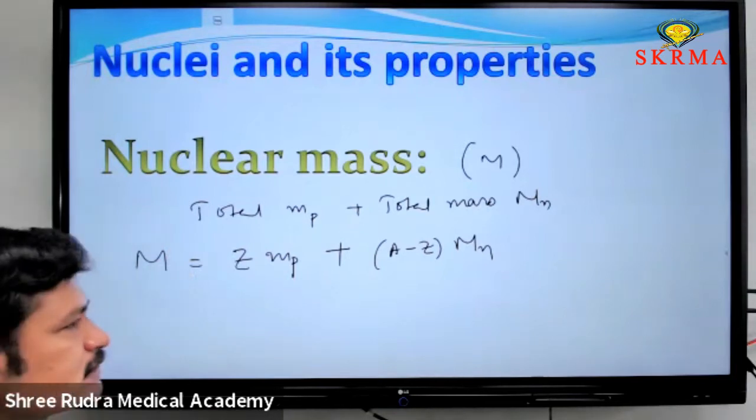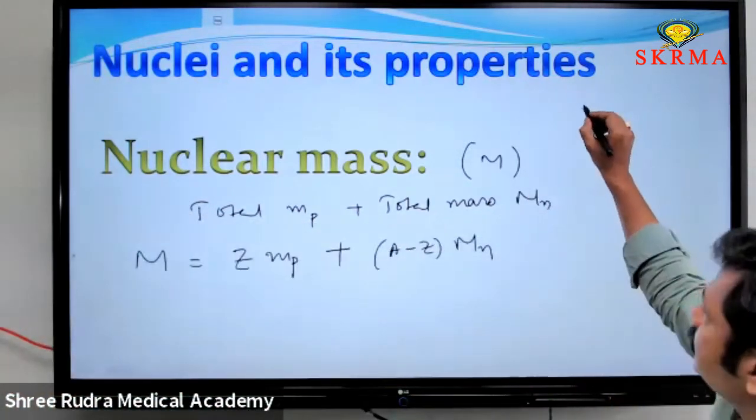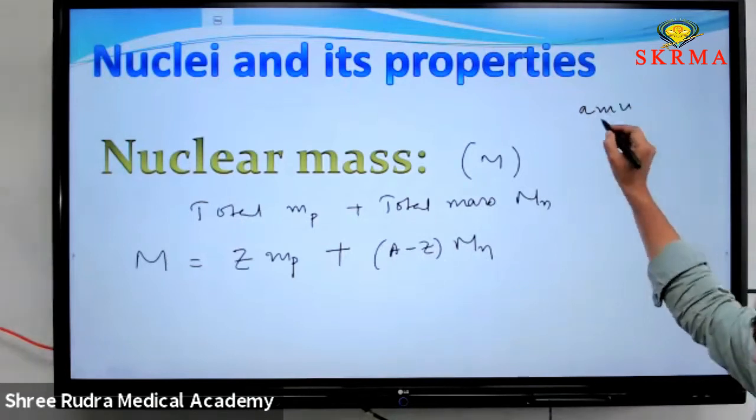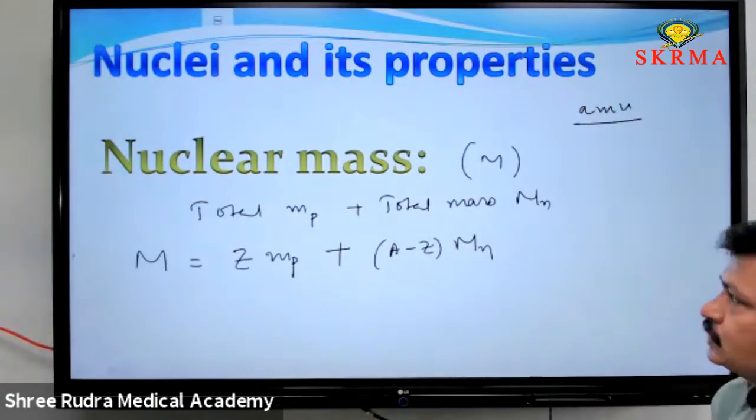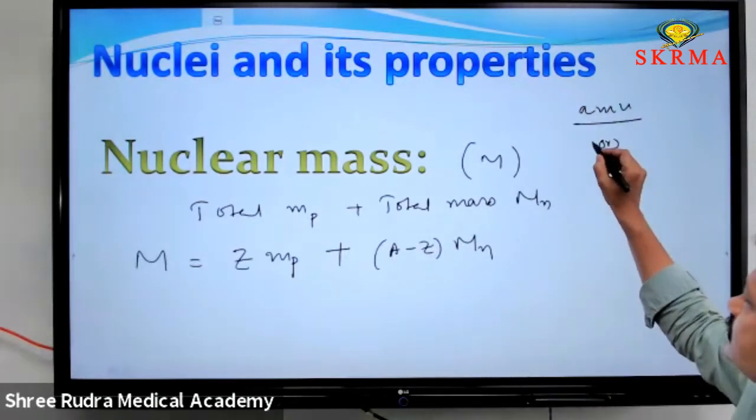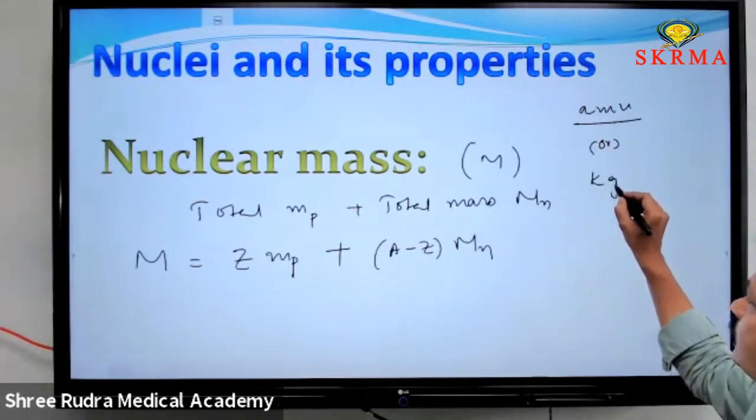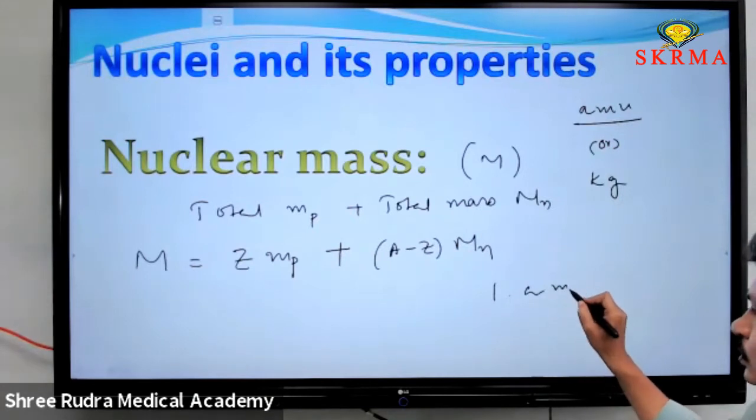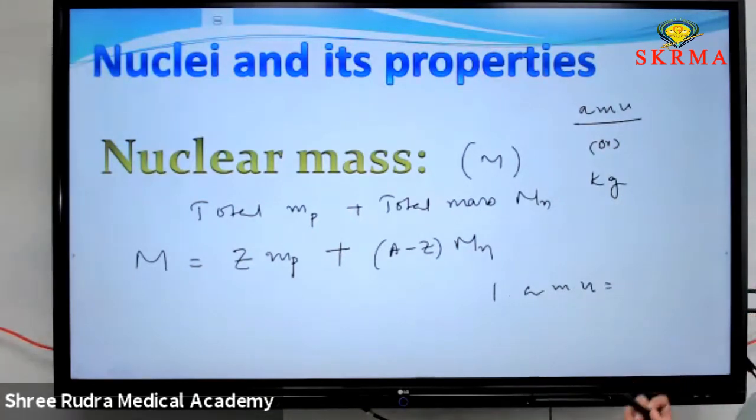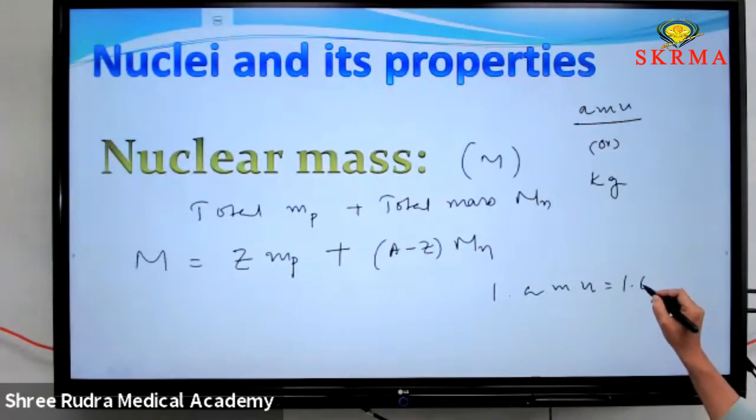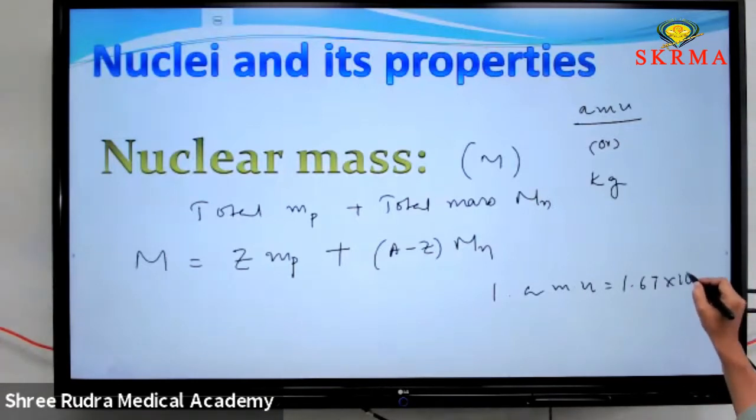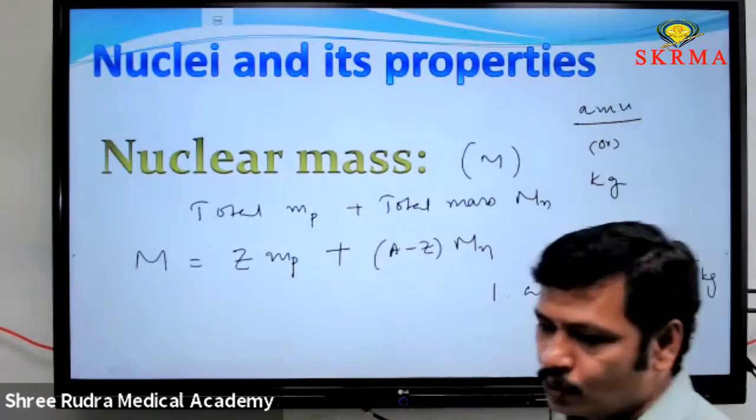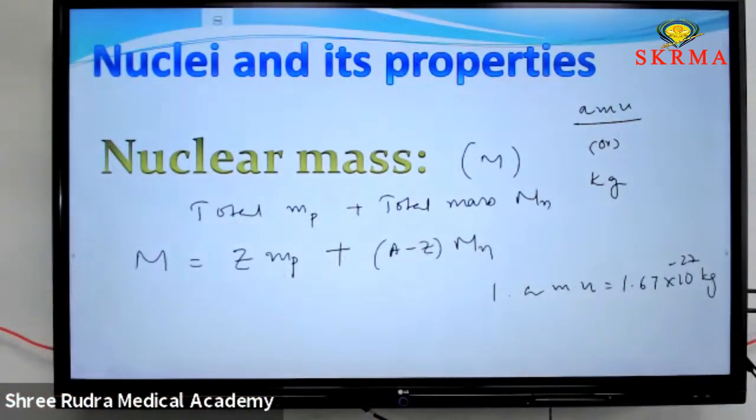Here the mass is generally expressed in AMU, atomic mass unit, or in kgs. Generally 1 AMU, which is almost the proton mass, equals 1.67 into 10 power minus 27 kgs. This equals 1 AMU. This is the first important property of nucleus.